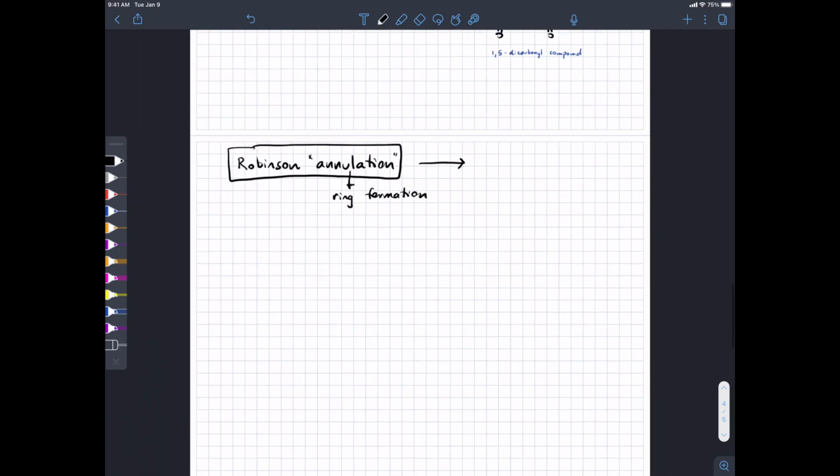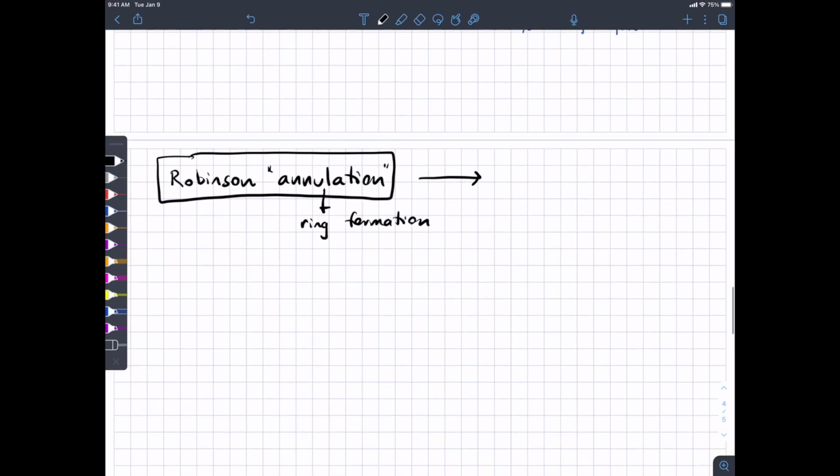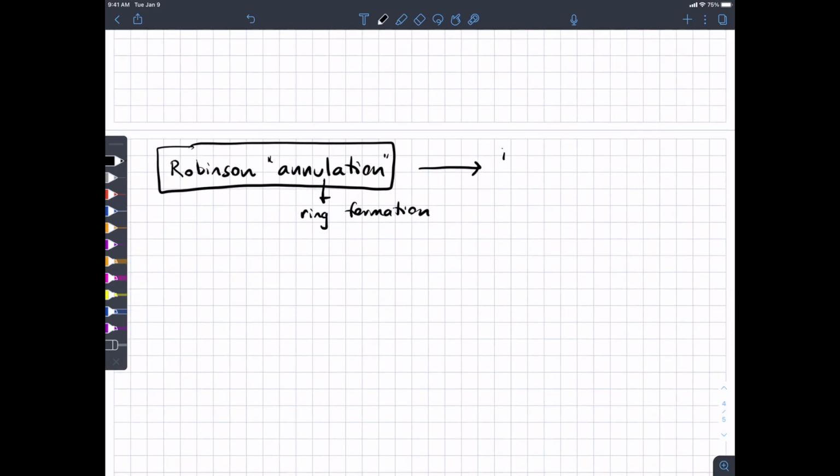But you'll be far more successful at this if you don't think of this as its own thing. It's just a Michael reaction followed by an intramolecular aldol of a 1,5-dicarbonyl, which is a Michael product, right? So let me show you an example of this.